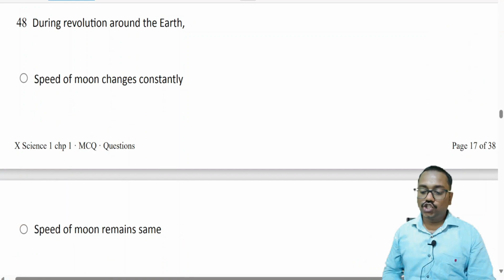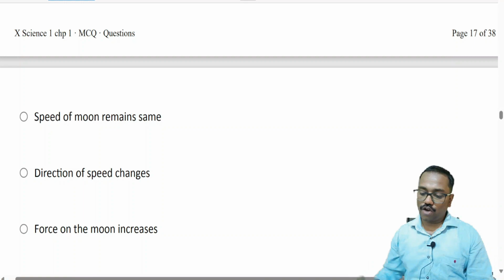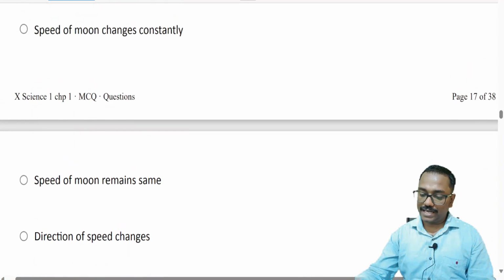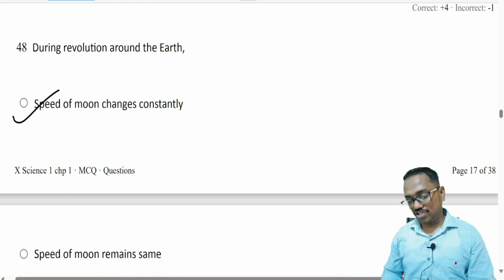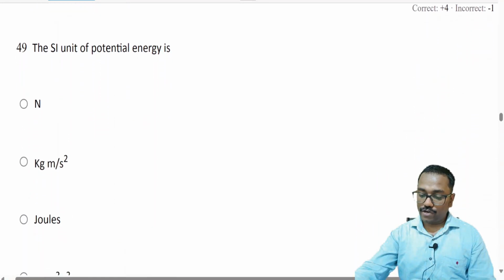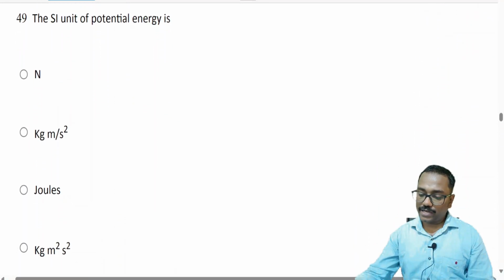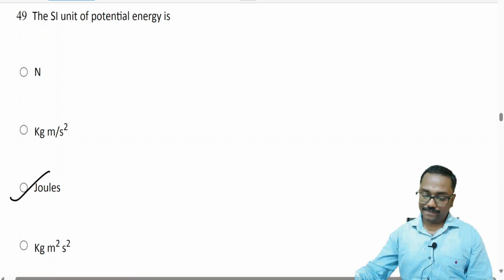48th question. During revolution around the earth, the speed of the moon changes constantly, the speed of the moon remains the same, the direction of speed changes, or the force on the moon increases. So its answer is the speed of the moon changes constantly. Then only it goes in the circular direction, right? Now 49th question. The SI unit of potential energy is Newton, kilogram meter per second square, joules, or kilogram meter square per second square. So its answer is joules.